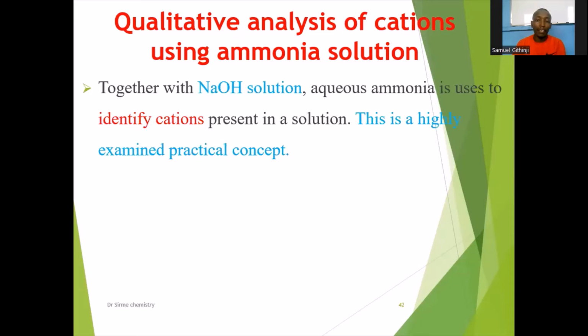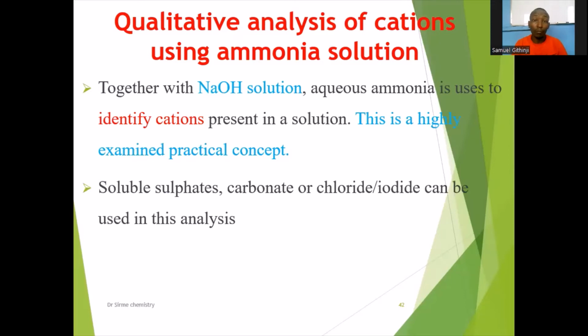And they are used together with sodium hydroxide. Sodium hydroxide is used for the preliminary, ammonia solution is used for the confirmatory, and other soluble salts. For instance, you can have soluble sulfate, soluble carbonate, selectively soluble chloride, soluble iodides. They can also help in finalizing or identifying the final cations that are present in a sample.